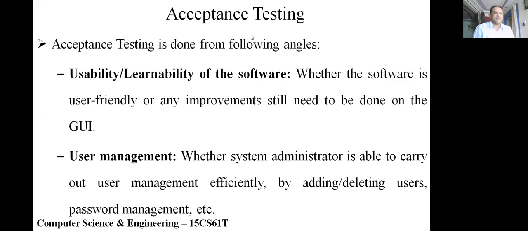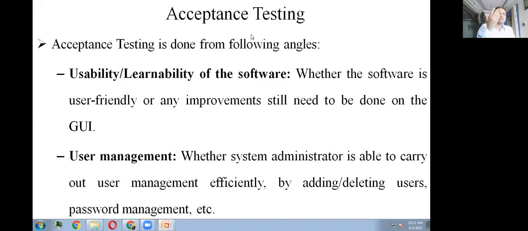Next, user management. Whether the system administrator is able to carry out user management efficiently by adding or deleting users, password management, etc. For example, your databases have to be managed by somebody, so an administrator should be there. In railway reservation, there are so many counters and different users. Somebody, an administrator or DBA, should be there to create all those users, provide passwords, and provide permissions.